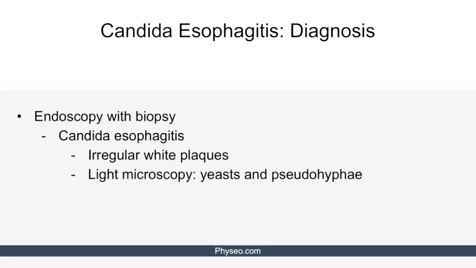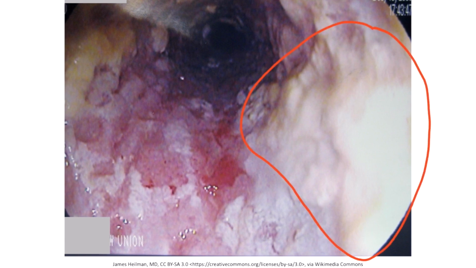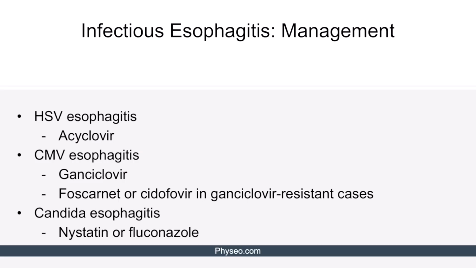Finally, let's talk about findings of Candida esophagitis. Endoscopy will show irregular white plaques similar to those of oral thrush in case of Candida esophagitis. Light microscopy will reveal yeasts and pseudohyphae. This is how Candida esophagitis looks like on endoscopy. We can appreciate these irregular white plaques on the esophageal walls. Here we see the light microscopy image of the Candida esophagitis. Please note the pseudohyphae. Let's move on to the management of infectious esophagitis.